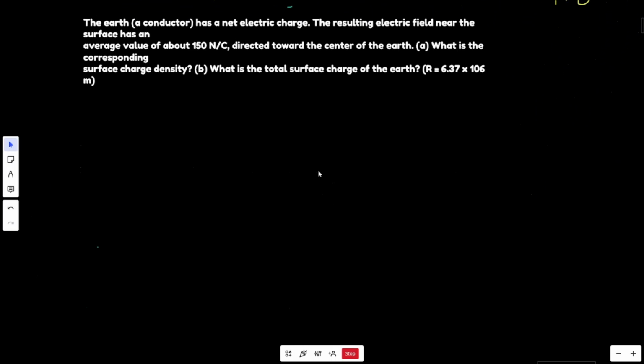So this one's a bit more interesting. It's about the Earth. The Earth is a conductor and has a net electric charge. We know this because we have a magnetic field. The resulting electric field near the surface of the Earth has an average value of about 150 newtons per coulomb, and this is directed towards the center of our planet. What is the corresponding surface charge density, and what is the total surface charge of the Earth? This is with the radius of the Earth being 6.37 times 10 to the power of 6 meters.